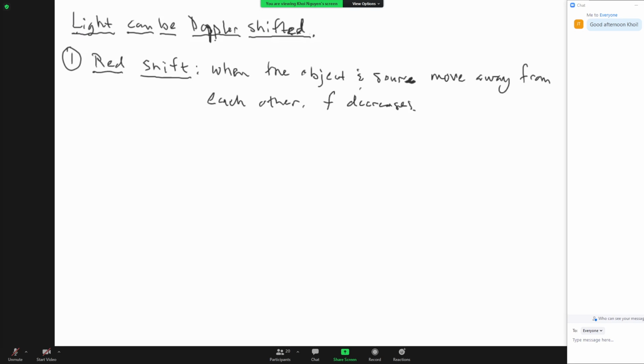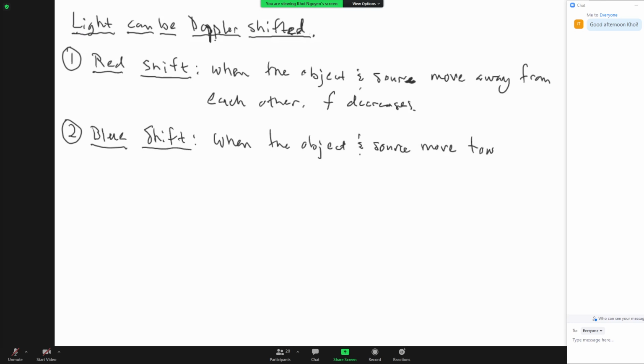So Doppler shifts occur when there's relative motion between a source and observer. The other type of shift, and we see this when we look at comets and things that approach us, is called the blue shift. The blue shift is when the object and source move towards each other. The frequency increases relative to the source and observer.